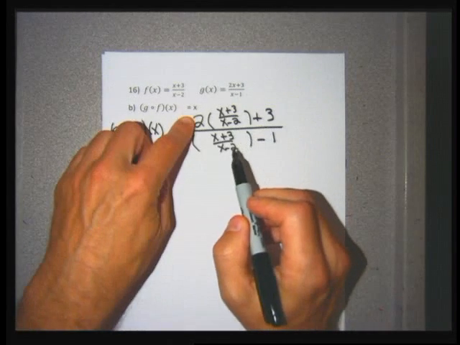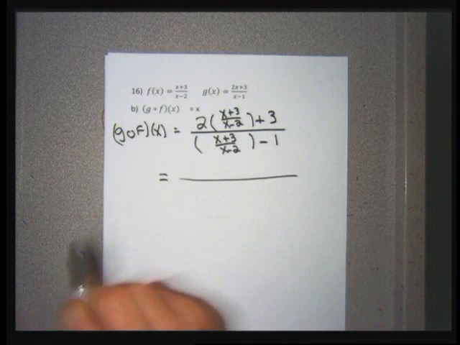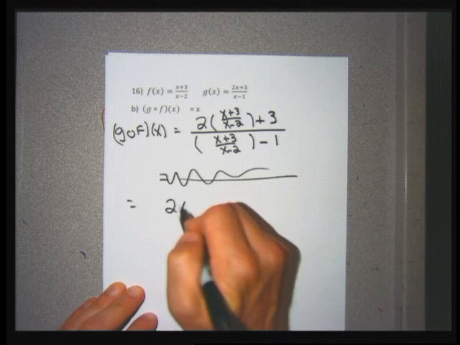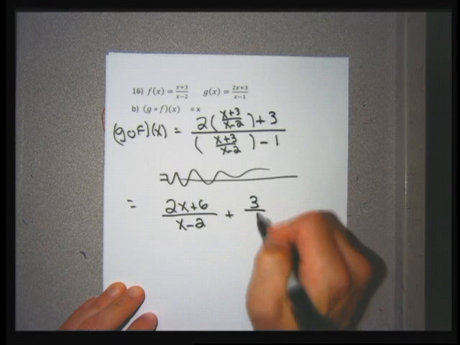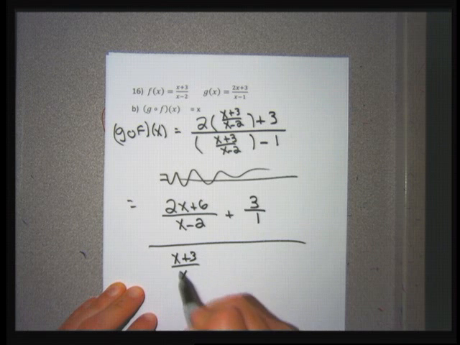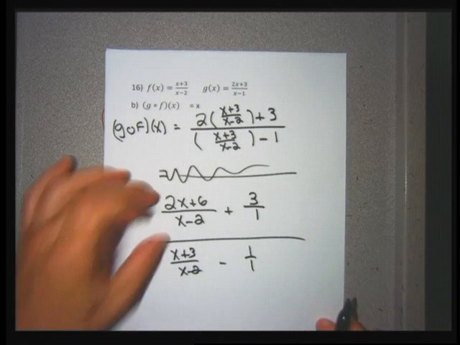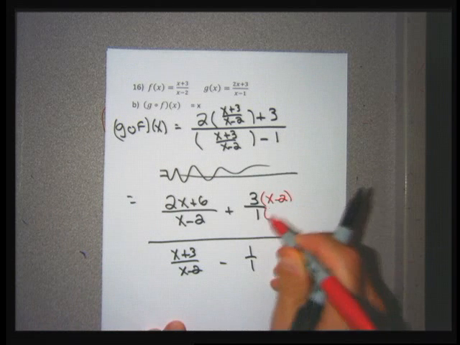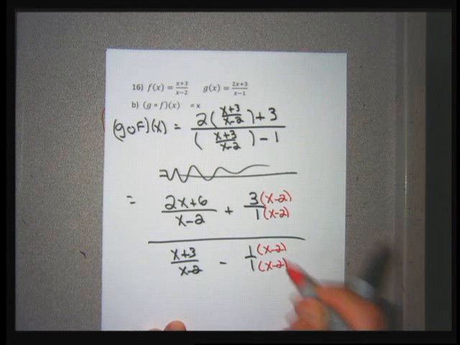In the numerator, this 2 can be multiplied by the x and the 3. I get 2x plus 6 over x minus 2 plus 3. I'm going to write the 3 as 3 over 1, divided by x plus 3 over x minus 2 minus, I'm going to write the 1 as 1 over 1. Now I'm going to combine the numerators and the denominators a little bit better. I'm going to multiply the 3 by x minus 2 over x minus 2 and the 1 over 1 by x minus 2 over x minus 2.